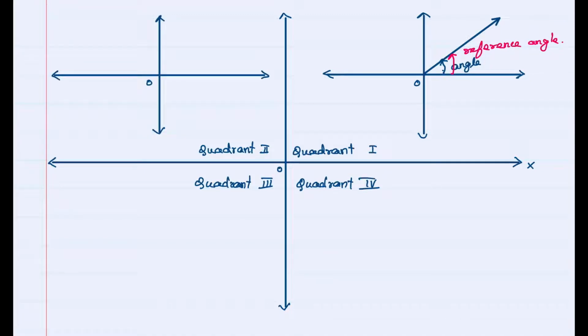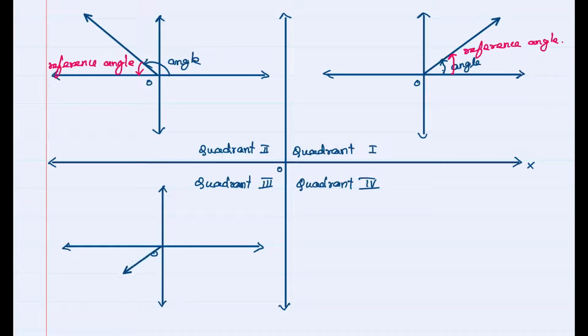If the angle measured is an obtuse angle, that is the second quadrant angle, say, this is the angle measured, which is an obtuse angle. The reference angle is the angle between the terminal side and the x-axis, which is closer to it. This is the reference angle.